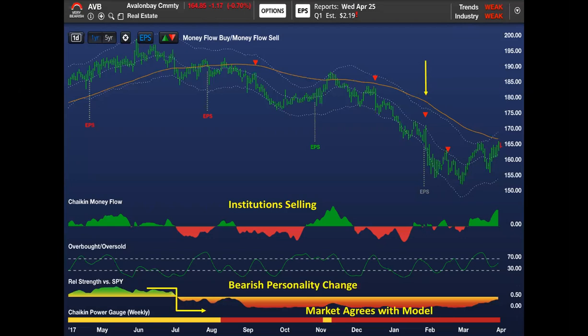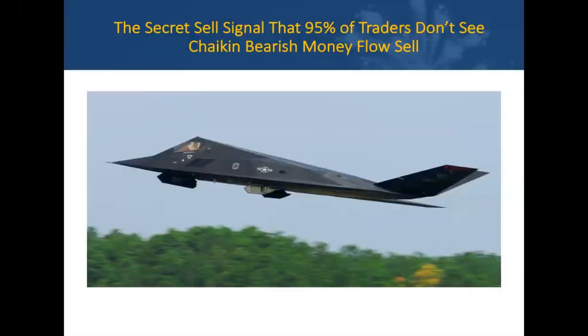So bearish personality change, bearish Power Gauge rating. Look for the signals. In this case, it's our money flow sell signal, and enter an options position intelligently in the direction of the fundamentals and the technicals.